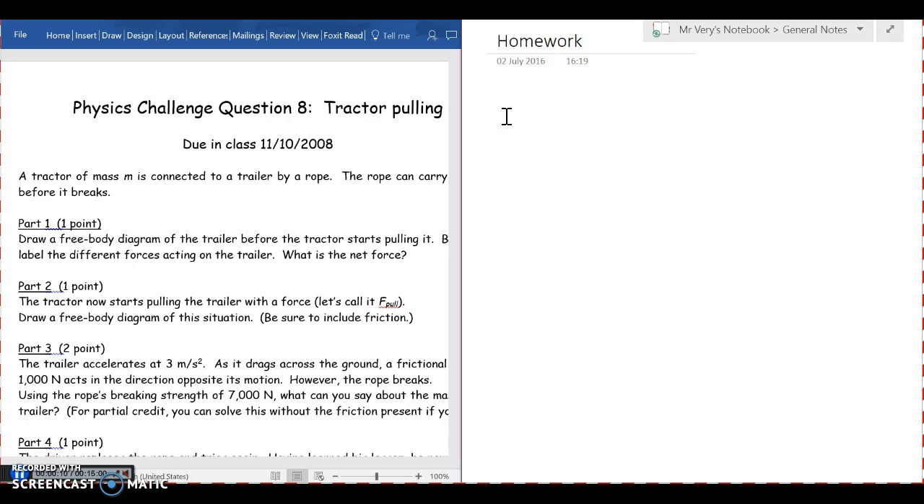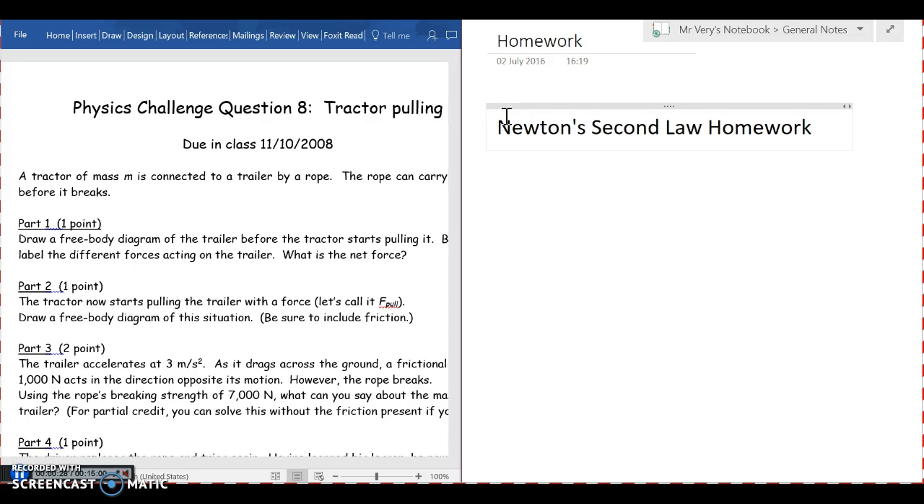First of all, you need to get your yellow exercise book, open it to the first available page at the front and write down the title Newton's Second Law Homework. If you need to pause the video to give yourself time to do that, do so now.